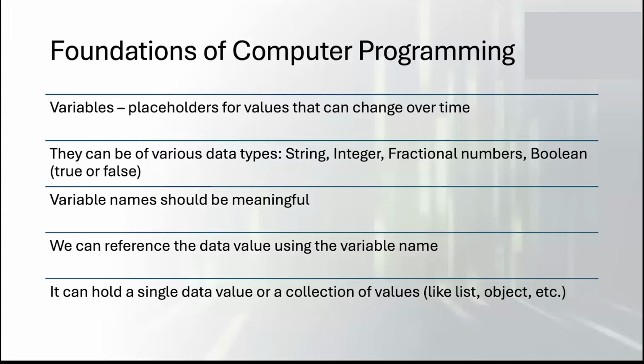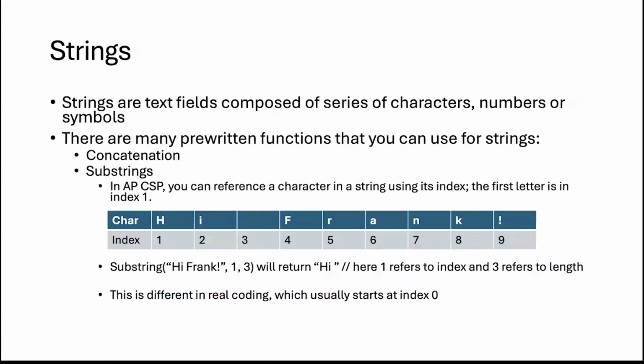So let's take a look at some of those fundamental data types. We're going to start with strings. So strings are text fields that are composed of a series of characters, like what you're reading here. All of these are text fields. They are strings: characters, numbers, symbols. In APCSP, there are many pre-written functions that you can use for the string. It's pretty much like natural language.